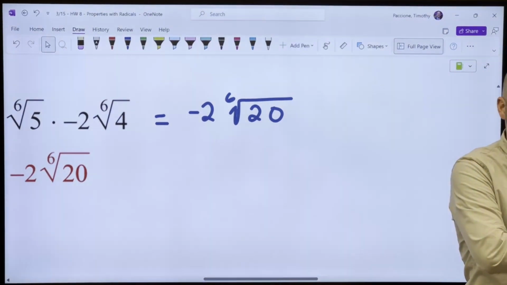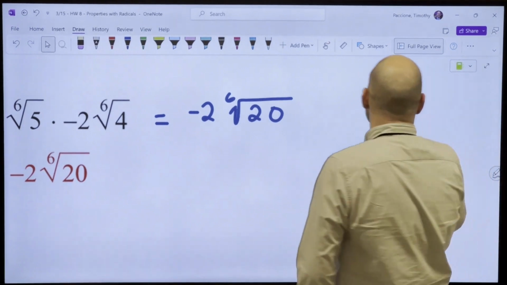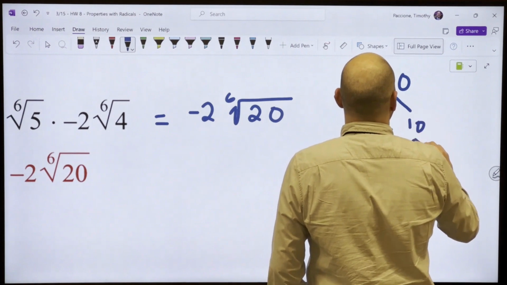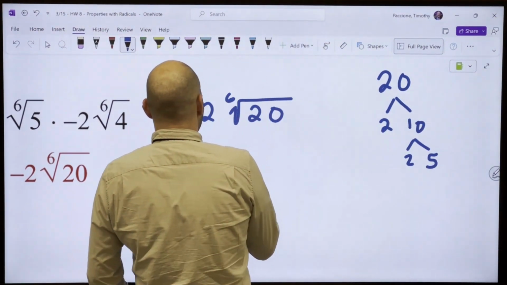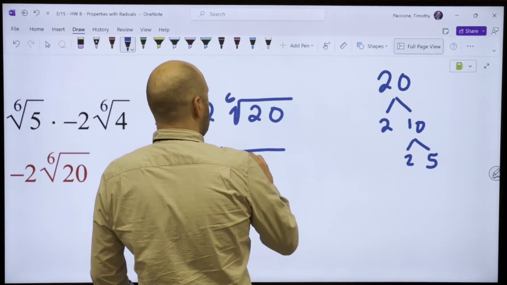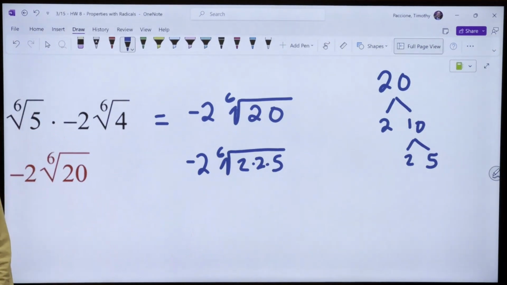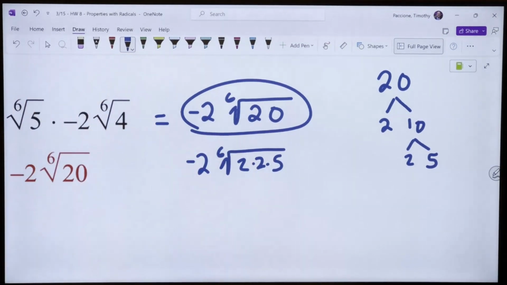Because if I break down 20 and I don't find a group of 6, then I can't break it down, right? So 20, well, that's 2 and 10, 2 and 5, and that's it. So minus 2 times the 6th root of 2 times 2 times 5. And I'm looking for a group of 6. I did not find one, right? The best I got was 2. So this is fully simplified at this point, and you're done. So that's how you find that out.